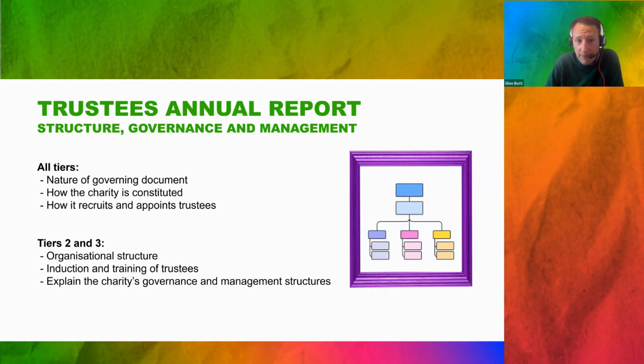With tiers 2 and 3, they also have to comment on the organizational structure of the charity. So where it's a part of a group and it has subsidiaries, explaining how that works and how that looks. Some information around the induction and training of trustees and the policies you have in place for that ongoing training of trustees. And then also explain the charity's governance and management structures.